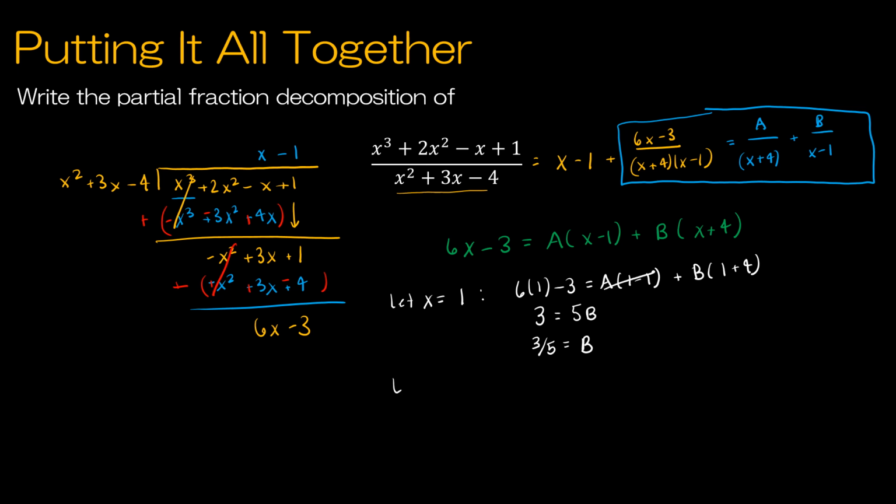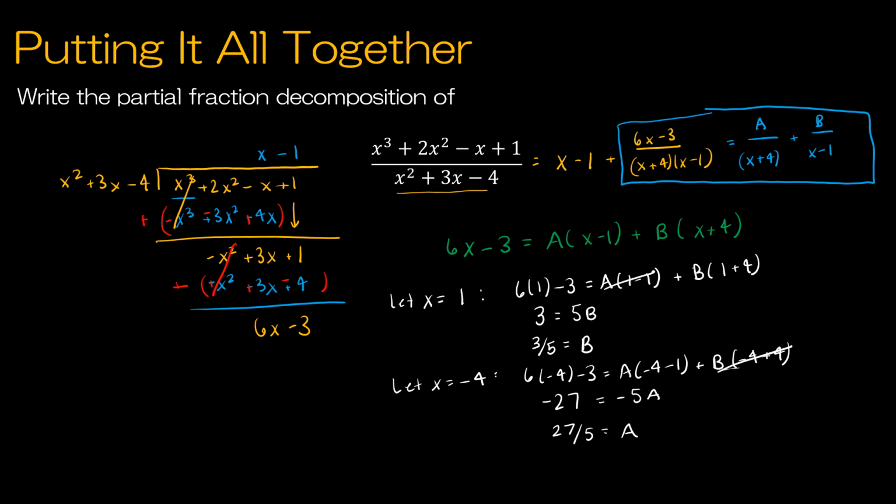And then I'm going to let x equal negative 4. And that's going to give me 6 times negative 4 minus 3. And then a times negative 4 minus 1, plus b times negative 4 plus 4, which is why I chose it, so that it would cancel out. 6 times negative 4 is negative 24, minus 3 is negative 27. On the right, I have negative 4 minus 1, so that's negative 5a. Dividing by negative 5, I get 27/5 is equal to a.